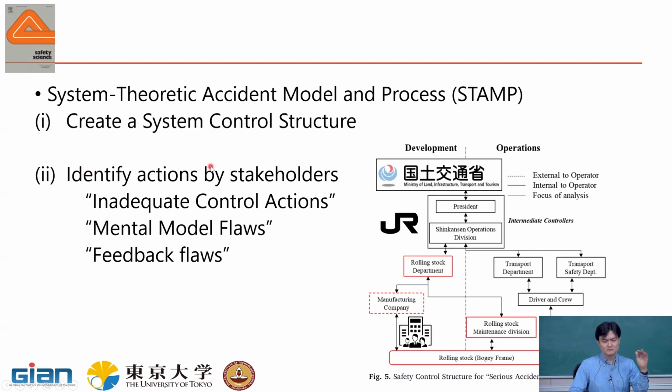And then you find out who the stakeholders are, and you have to identify these three actions, which are inadequate control actions. So there are things you're trying to control, and that's why your system is structured that way. So this did not function in the way it was supposed to. That's an inadequate control action. That may have been caused by mental model flaws, or it could be caused by feedback flaws. So you're just looking for where did it go wrong, right? You're looking for a specific instance within the structure where the system didn't control what it was supposed to do adequately.